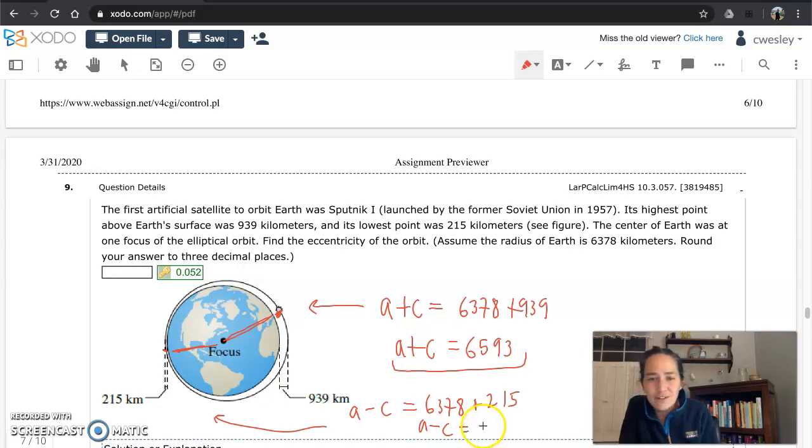Oh, I did the first one wrong. Okay, so this one, I'm sorry, 6593 is this one. I was just looking at the wrong spot on my paper. And then you might have already noticed that the A plus C has to be bigger than that, 7317.